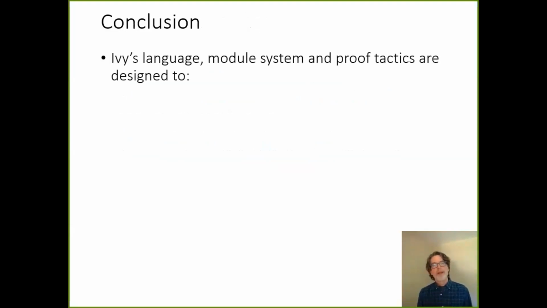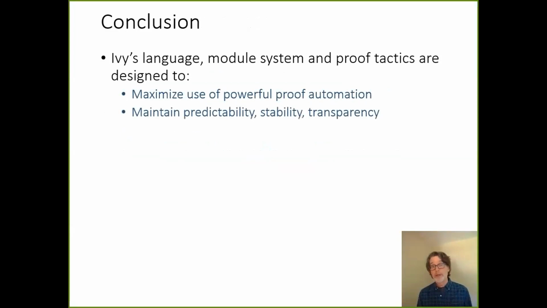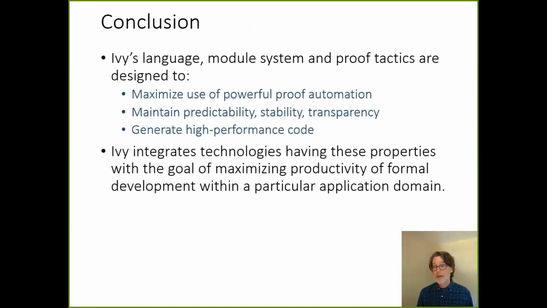So to conclude, Ivy's language, module system, and proof tactics are designed, on the one hand, to maximize the use of powerful proof automation tools like Z3, but also to maintain predictability, stability, and transparency that are needed to construct large proofs and to generate sufficiently high-performance code. So for this purpose, Ivy integrates a variety of technologies having this property, with the goal of maximizing the productivity of formal development within the particular application domain of distributed protocols.